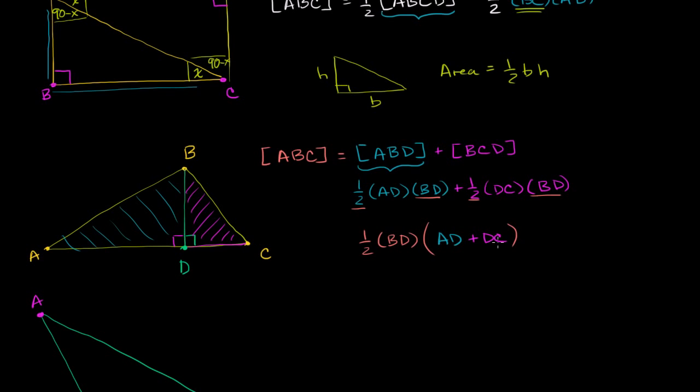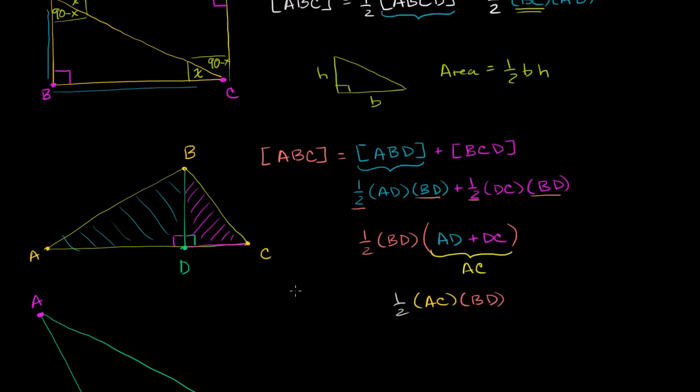And what is AD plus DC? AD is this length, and then DC is this length. So if you were to add up those two lengths, you get the length of AC. So this whole thing is the length AC. So we're left with the area of ABC is equal to 1/2, and I'll just switch the order right over here, 1/2 times AC times BD.